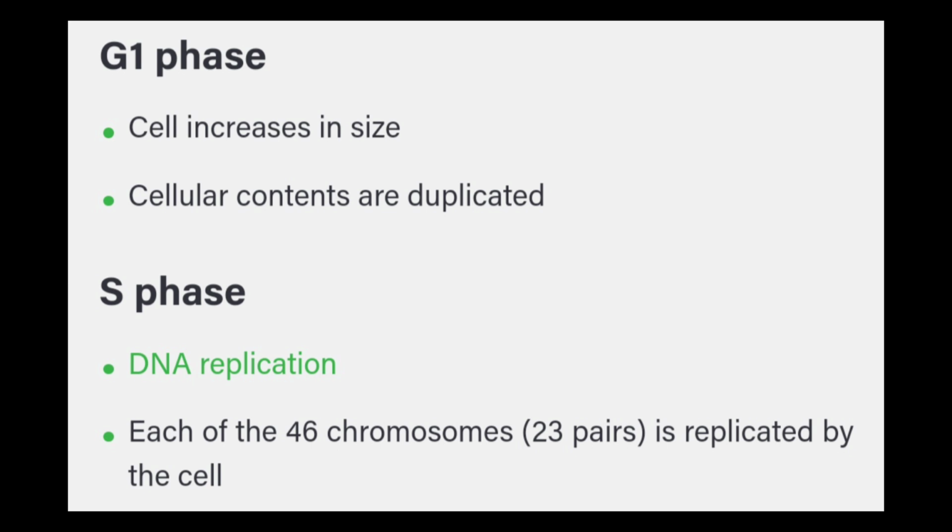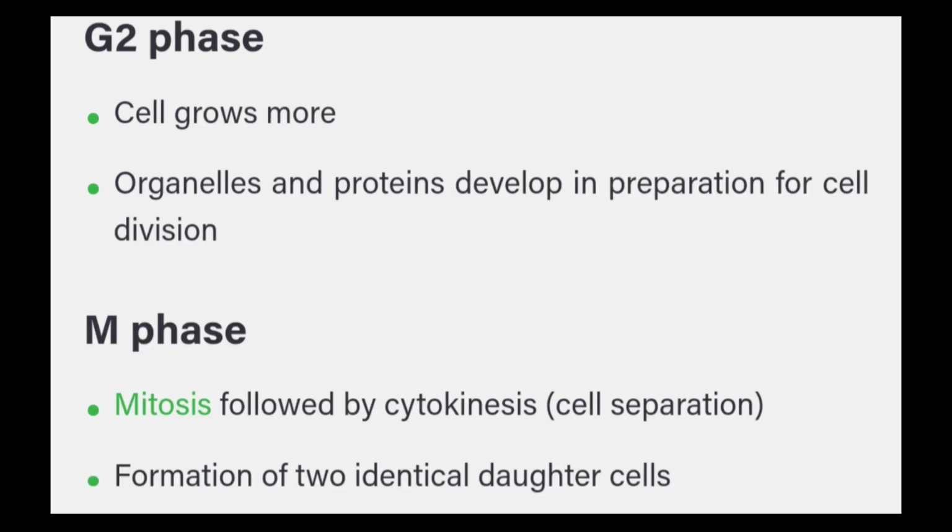Now let's see what happens in G1 phase. In G1 phase, the cell increases in size as well as the cellular components are duplicated. In S phase, DNA replication completes and each of the 46 chromosomes, that means 23 pairs, is replicated by the cell. It means there are in total 92 chromosomes in the cell's nucleus right now. Next phase is G2 phase, in which the cell grows more and the organelles with the proteins develop in preparation for the cell division. After G2 phase, M phase is there, that is the main mitosis division.